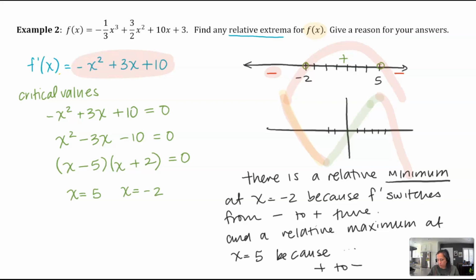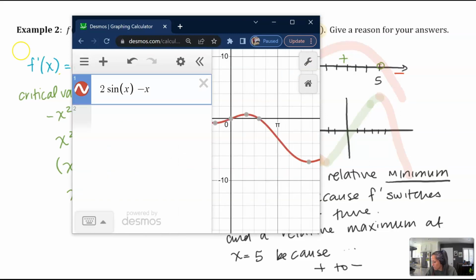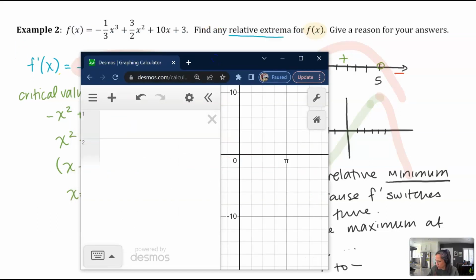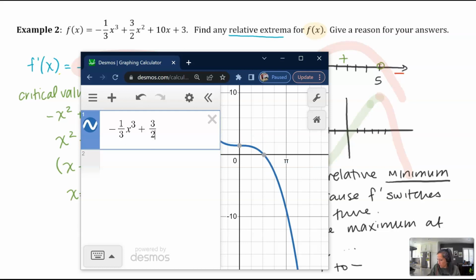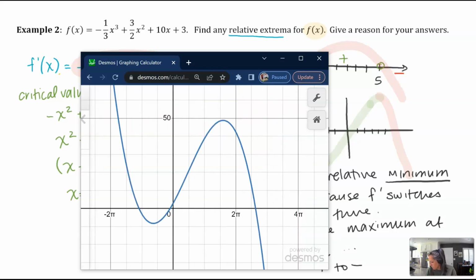All right, let's pull up Desmos just quickly to verify what we're seeing. I'm going to type in our new function, which is negative 1/3 x cubed plus 3/2 x squared plus 10x plus 3. You'll notice my drawing is probably atrocious. But there we go.